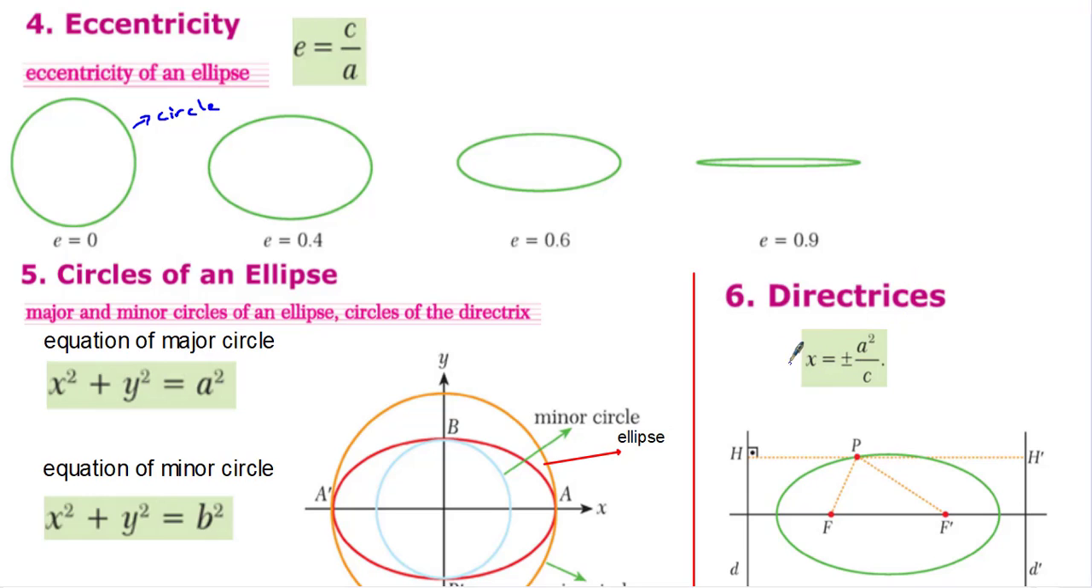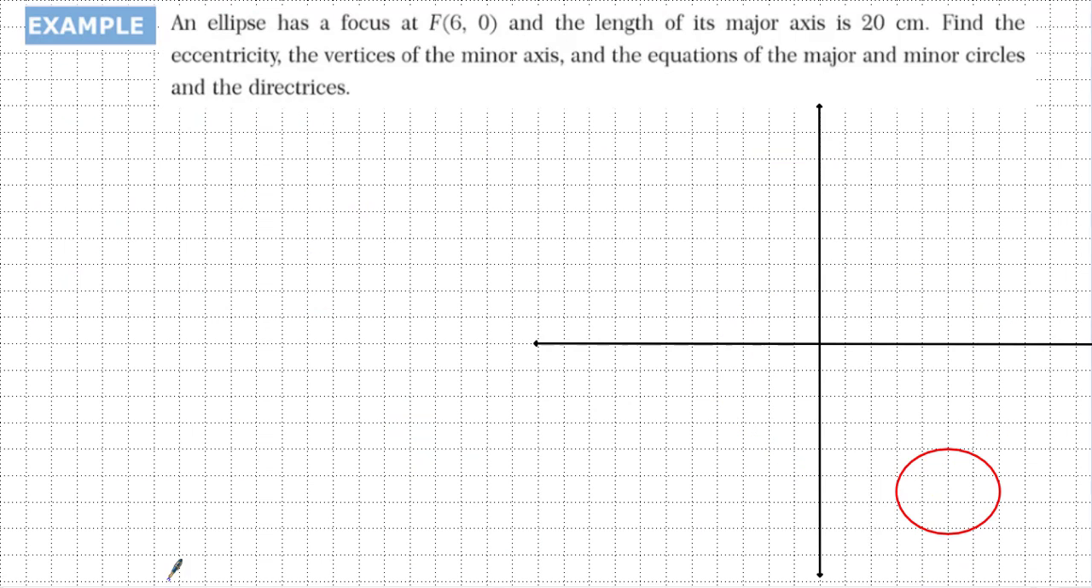Directrices: here, x is equal to plus or minus a squared over c. These are the definitions of the ellipse. Okay, let's continue. This is the last question.